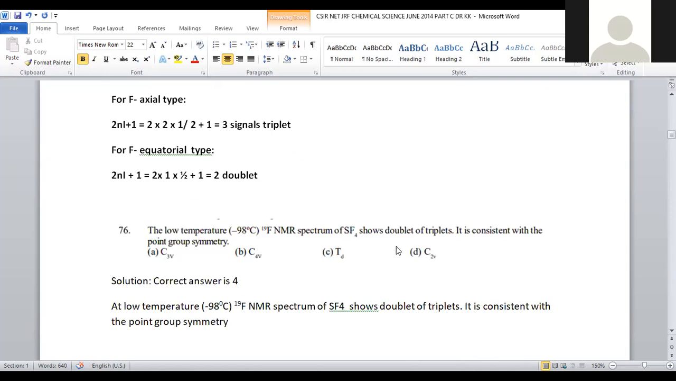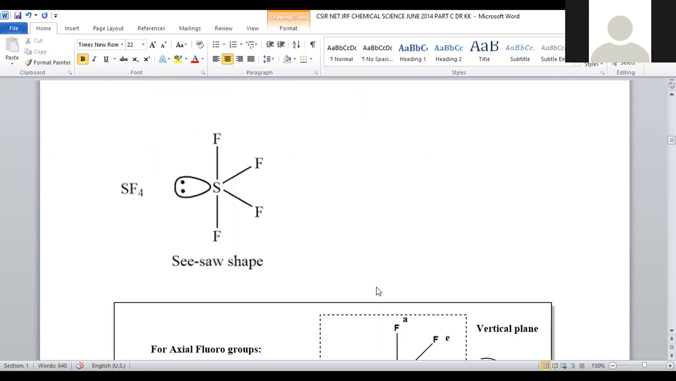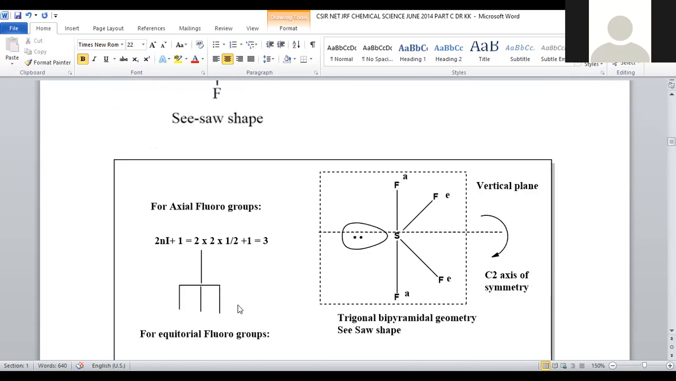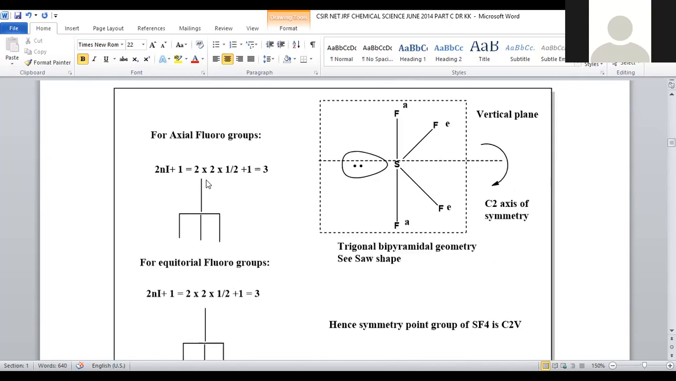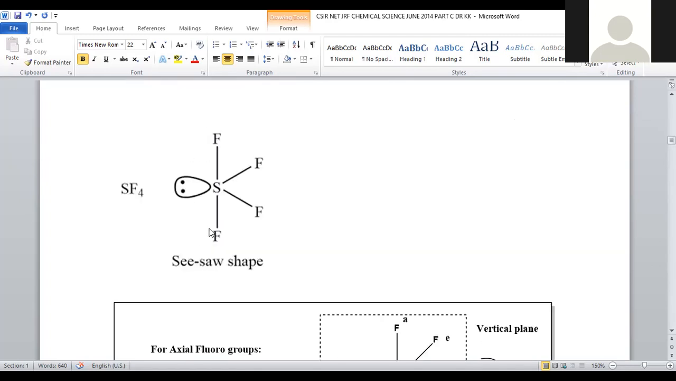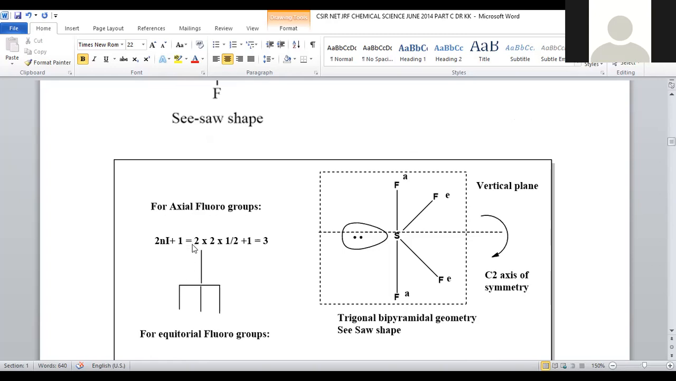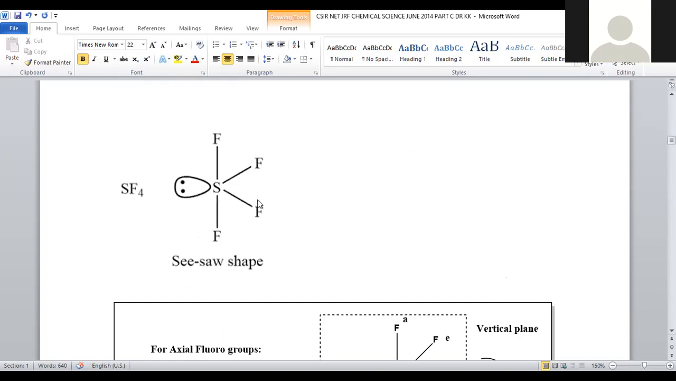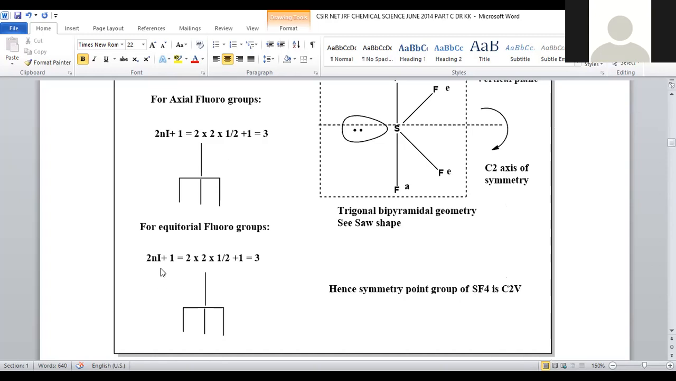So how can we get a doublet of triplets? Let us first apply the formula. The 2nI+1 formula can be employed for the axial type. How many axial fluoro groups are there? 2 axial fluoro groups are there. Hence, you can say 2 into 2 into 1/2 plus 1, right? The 2s get compensated, and you will get a triplet. For equatorial, how many are there? Here, you can find 2 equatorial fluorines. So by the 2nI+1 formula, 2 into 2 into 1/2 plus 1.